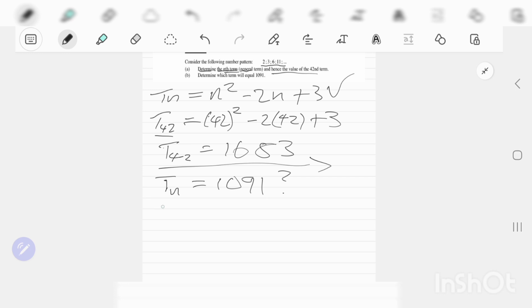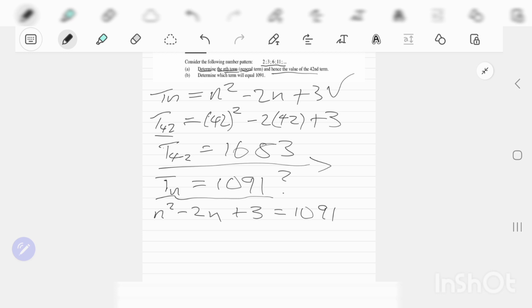So can you see, by me writing it in this way, it already gives you a clue on how you must find it, because Tn, you know what your Tn is. Your Tn is your general term, people. So it's n squared minus 2n plus 3 is equal to 1091. Can you see that? So we are looking for n. And remember, n in this case represents what, people? The position of that term. That's what they're asking. Which term?